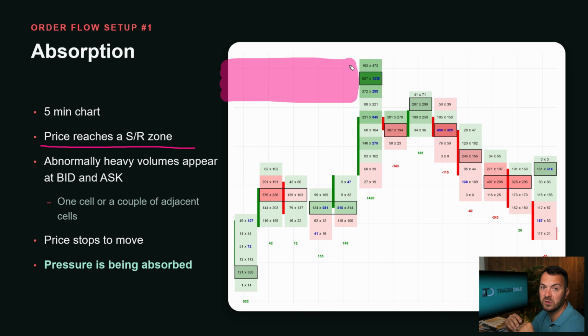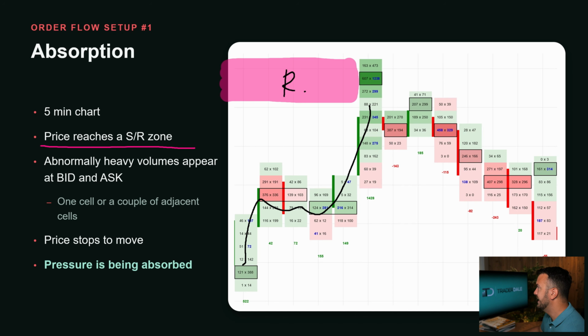By the way, you can use any other setup you like to identify the strong support or resistance zone. If you don't like using volume profile, you can use price action, smart money methods, VWAP, whatever you like. Daily highs, daily lows, breakouts, whatever works for you. But when the price reaches that zone, that's when you switch to order flow and you want to see confirmation to enter your trade. So in this case, the price went up and hit that resistance zone.